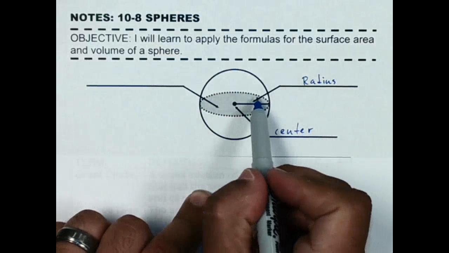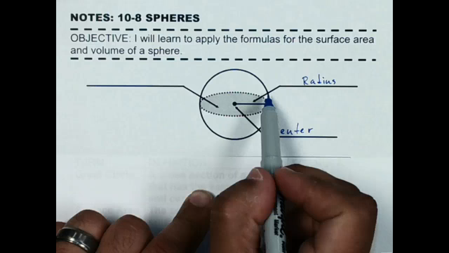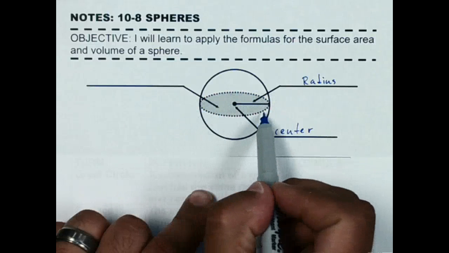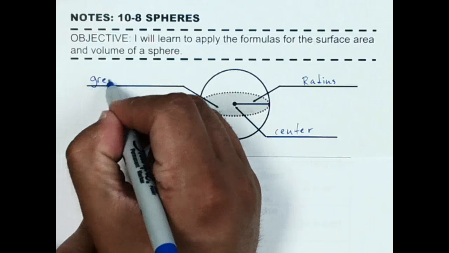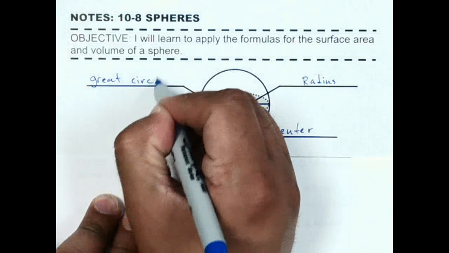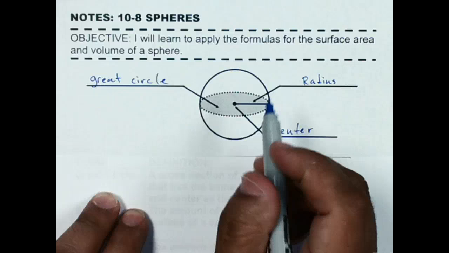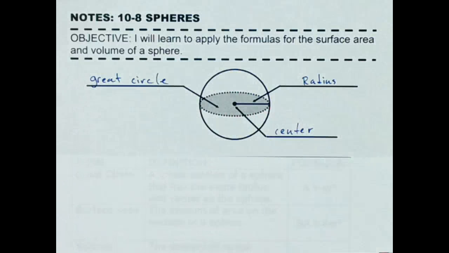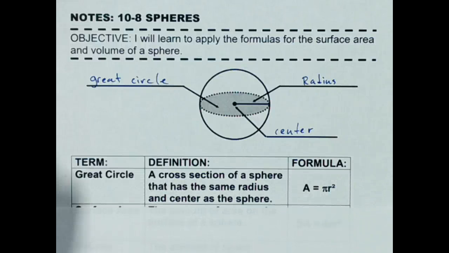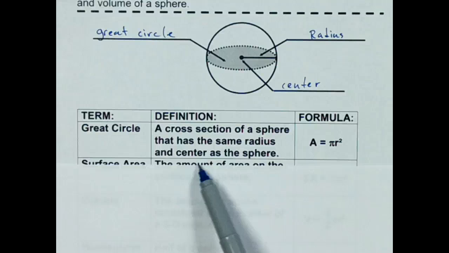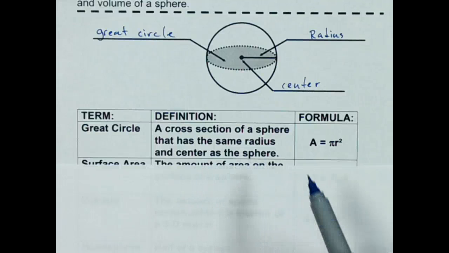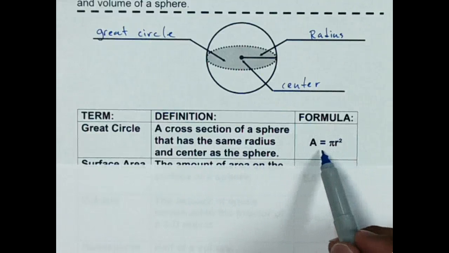Okay, and this arrow right here is pointing to this circle in the middle, and that's actually called the great circle, because it divides the sphere into hemispheres, or two halves. The great circle is a cross section of a sphere that has the same radius as the center of the sphere. So that would be just a regular area formula, pi r squared.